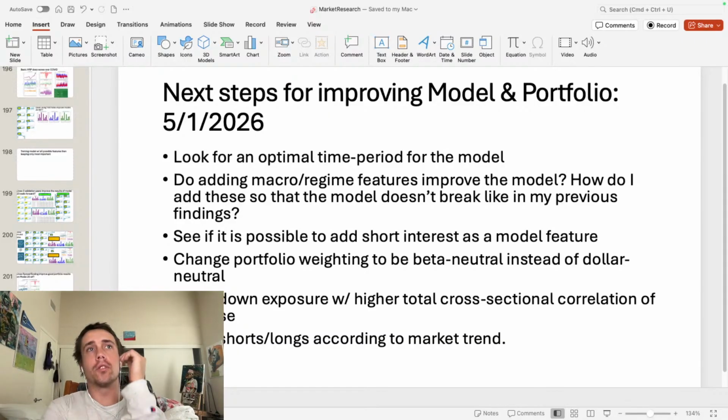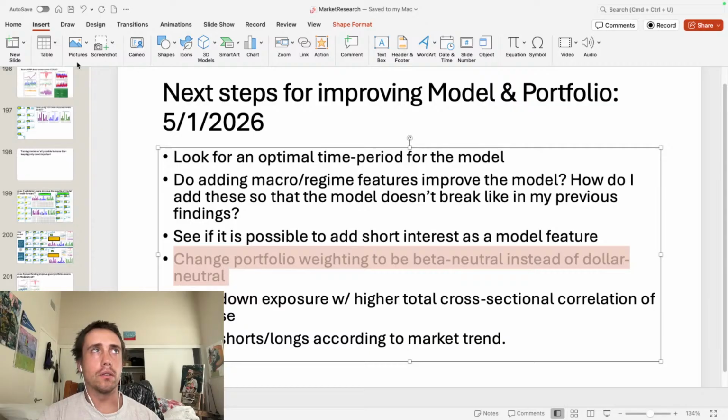Okay, so optimal time period is important. Macro regime features I need to look into. Short interest, I kind of don't think that's going to be easy, but I'll see if I can. Beta neutral portfolio weighting should be a big improvement. Scaling down with cross-sectional exposure, that'll be some improvement. Scaling down according to the market trend, I think that could be a big improvement. So these are the two to focus on.